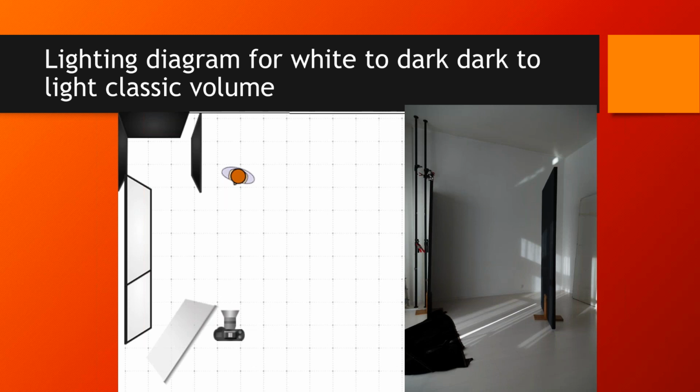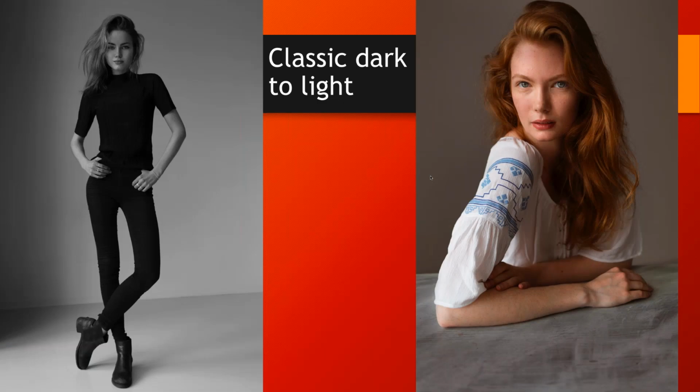Even if you use flash, you can still do the same thing with a very large source, and you just interrupt the flow, so you have a gradation of light on the background, and yet the light on the subject will be the opposite. And this is the way the painters used to paint, the Dutch painters. So I can show you some results.